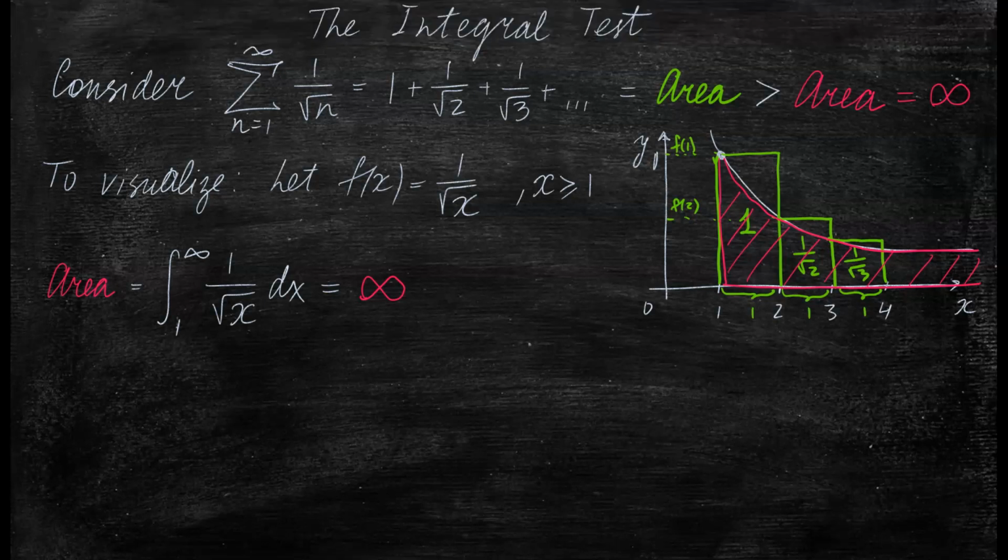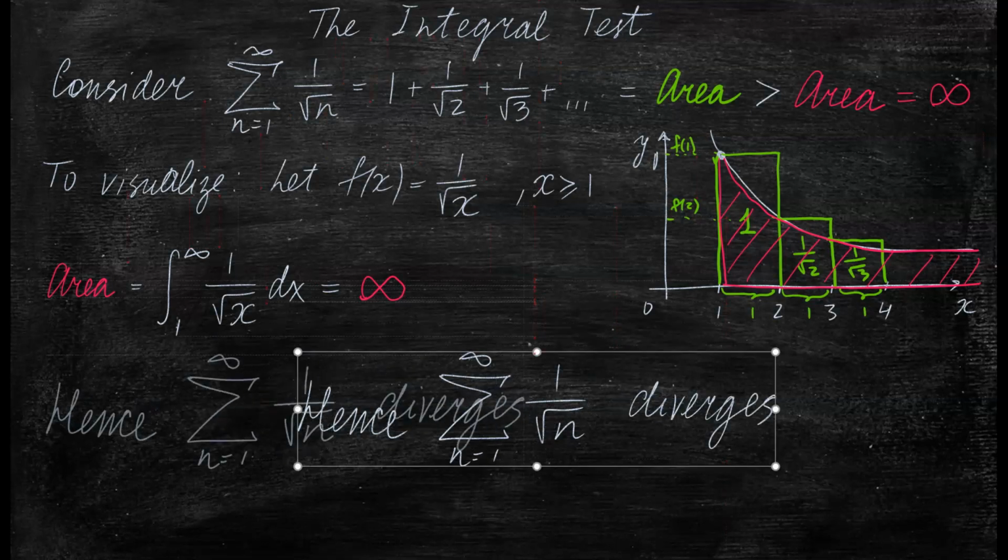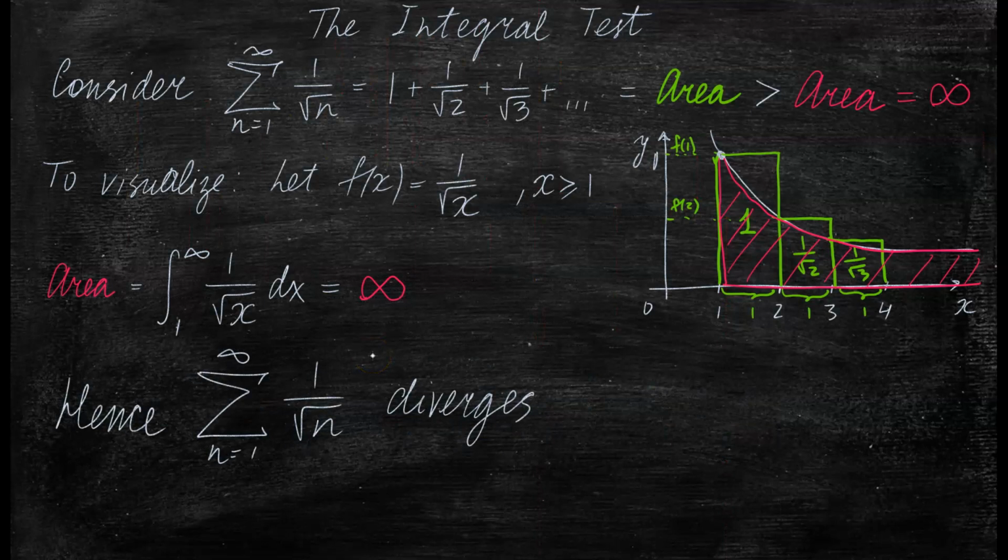So what is the conclusion about the original series? This series diverges. And we call this type of analysis the integral test. So we would say this series diverges by the integral test.